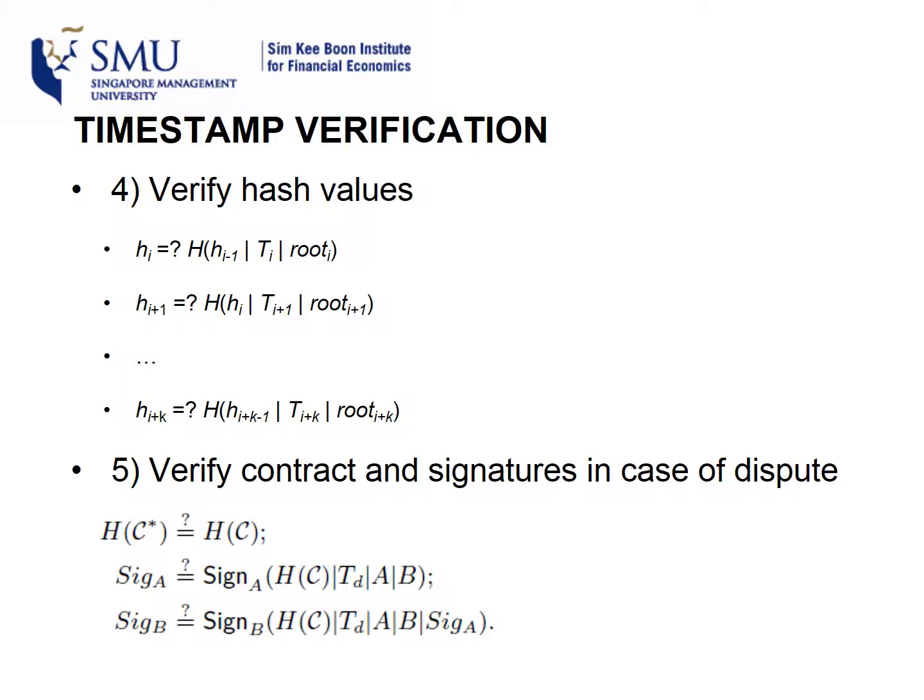If there is any dispute between the signers, then a judge can be used to verify the contract. The judge first verifies that the contract is correct, and then that the two signatures are valid signatures from A and B. If all equations hold, then the judge can see that the contract is valid.